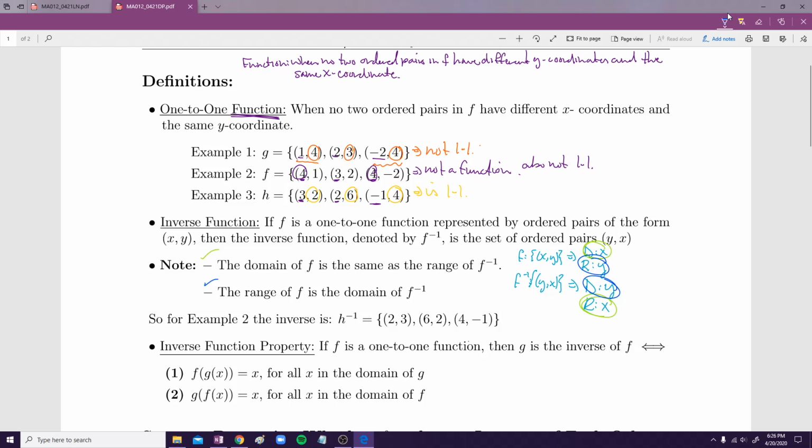So this will be really handy when we try to look for domains and ranges, because sometimes one of them is easier to find than the other, right? And you'll see as we go on.